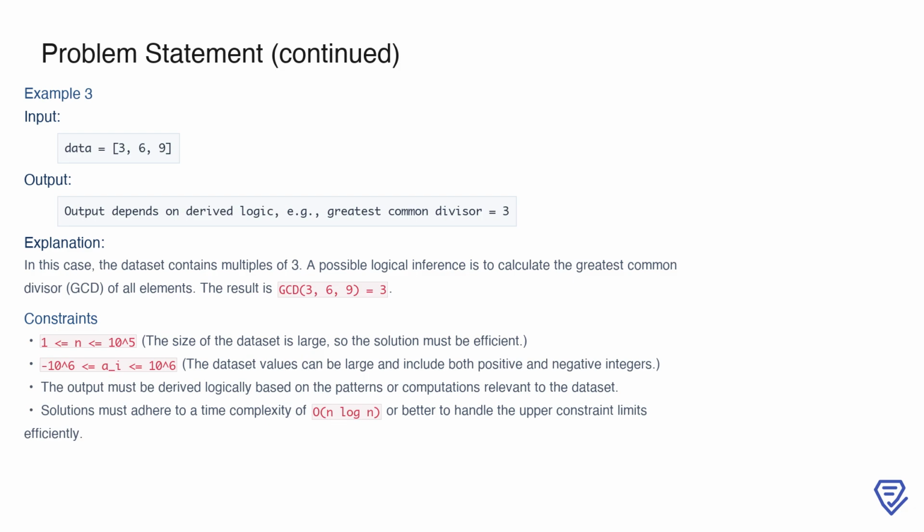The dataset size, n, can be as large as 100,000, meaning our solution must operate efficiently. Additionally, the values within the dataset may range from -1 million to 1 million, so we need to ensure that our approach handles both large and negative numbers effectively. The time complexity of the solution should ideally be n log n, or better, making it scalable for larger datasets. These constraints emphasize the importance of designing an optimized and robust algorithm.